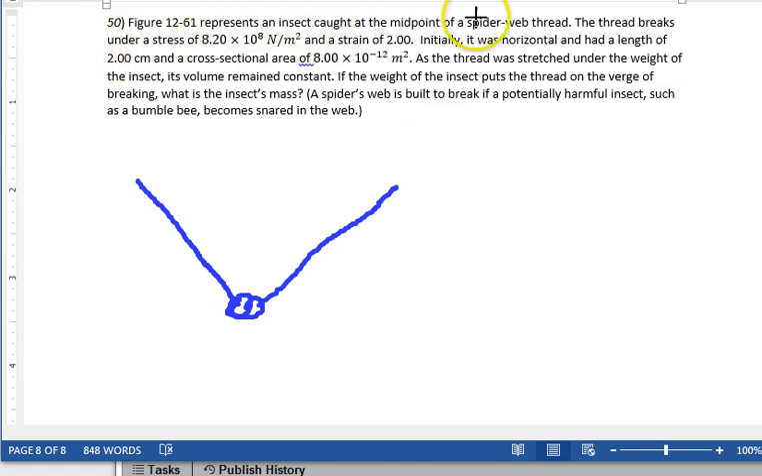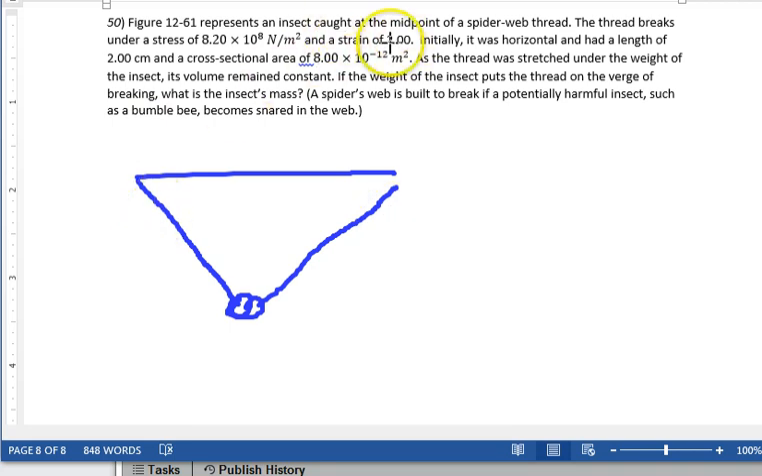Initially it was horizontal. It had a length of 2 centimeters and a cross-sectional area of 8 times 10 to the minus 12 square meters. As the thread is stretched under the weight of the insect, its volume remains constant. If the weight of the insect puts the thread on the verge of breaking, what is the insect's mass? All right, we're on the verge of breaking.